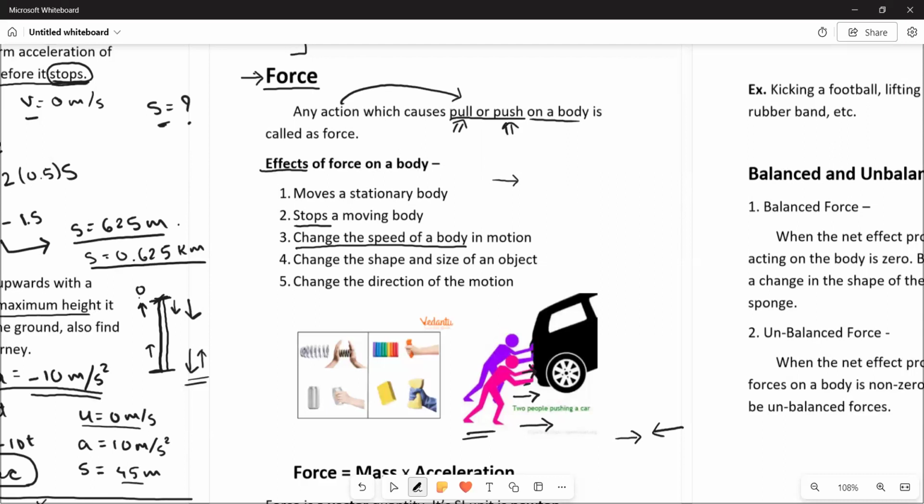We can also change the shape and size. See, we can also change the shape and size. You can see these examples in this photo.